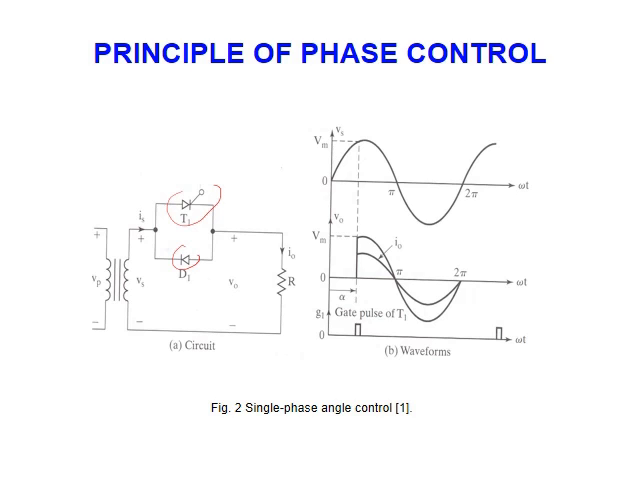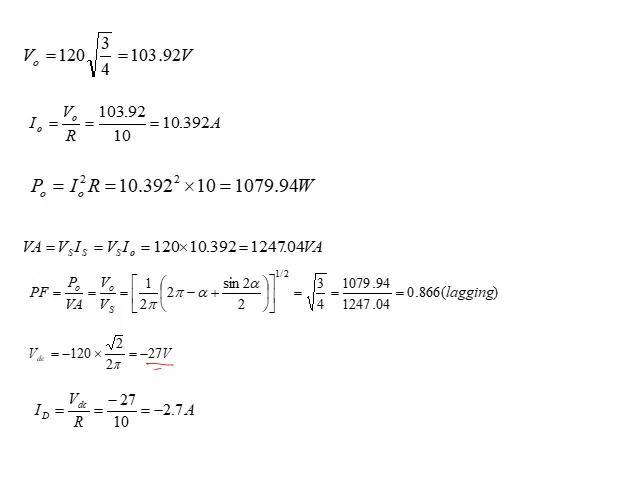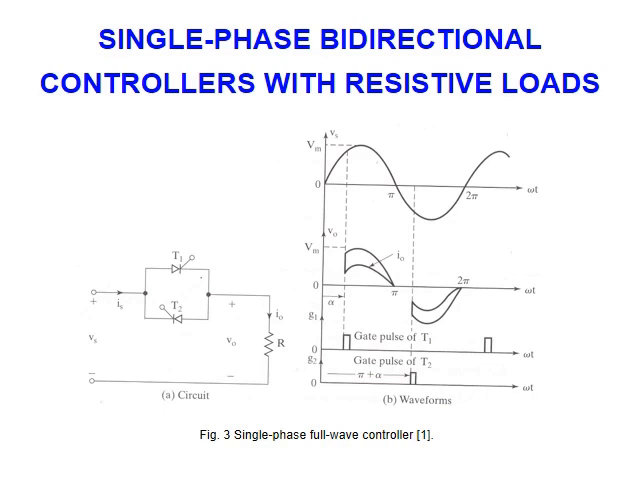As you can see here, this is the input. I trigger at alpha here. Voltage appears across the load, and current also appears across the load. Here the diode will conduct the negative part. So this is the slide here, and this is the formula I substituted. I got a negative value, which I expected because the diode conducts the full negative part of the waveform, while the thyristor conducts only part of the positive part. So when we go to the average, it will be negative.